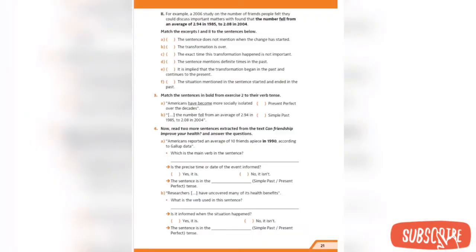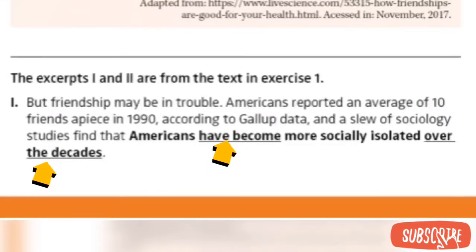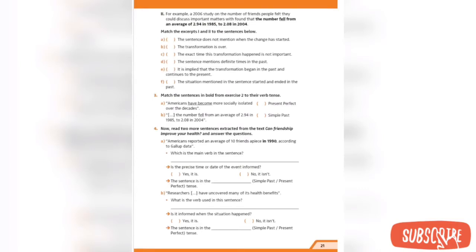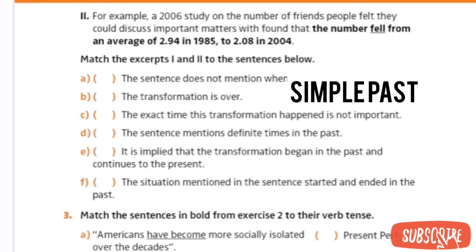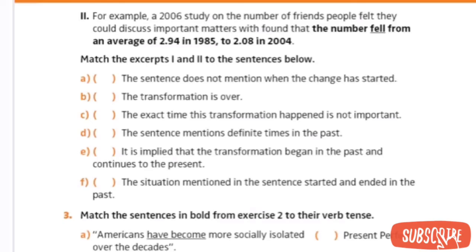Pay attention here. Have become, over the decades. So we are going to check these underlined words related to the text. We have become is the present perfect. Fell from, fell: we are talking about simple past. So why are you going to check this, 1 and 2? What we are talking about is time tenses. Number 1, I told you, present perfect.